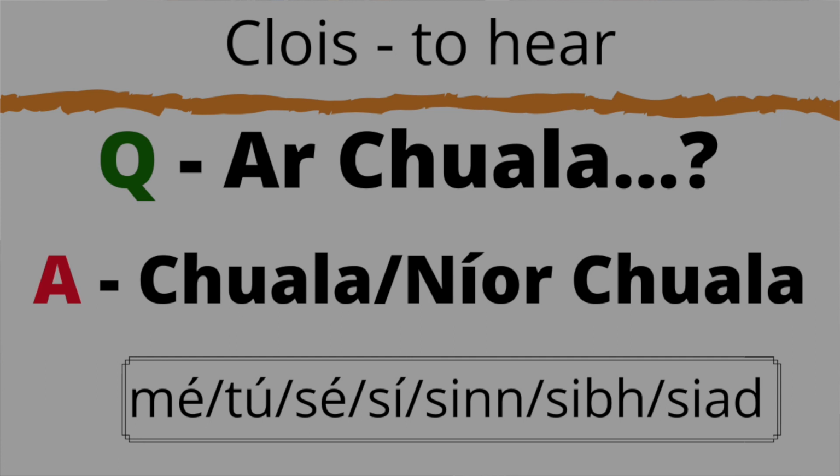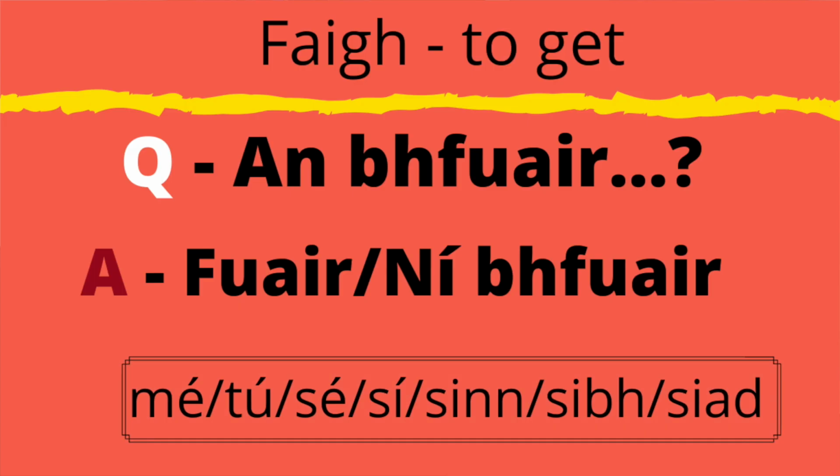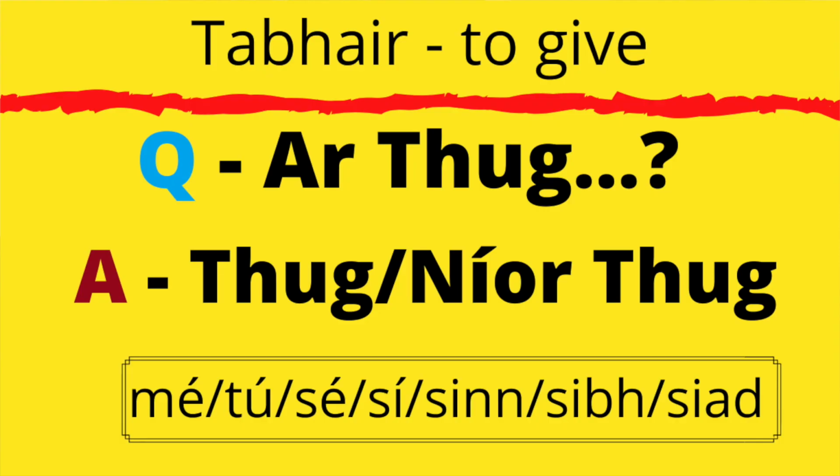Faigh is the Irish verb to get. An bhfuair, did you get? Fuair, ní bhfuair are the two potential answers. Tabhair is our next one. Tabhair is the Irish verb to give. The question you could ask, ar thug, did you give? Thug, níor thug is the beginning of the two potential answers.